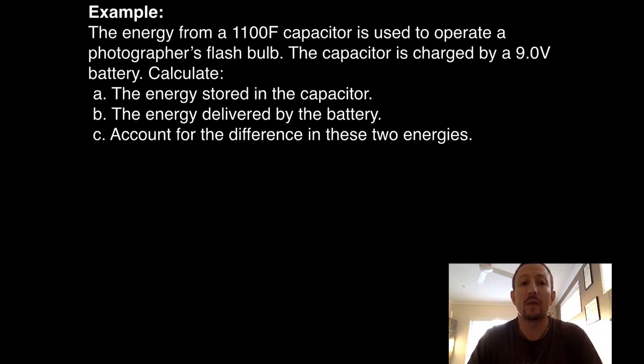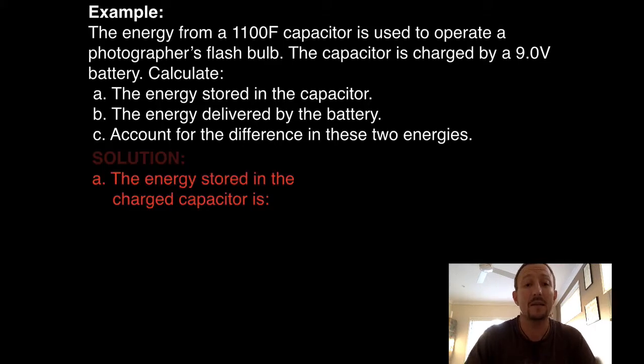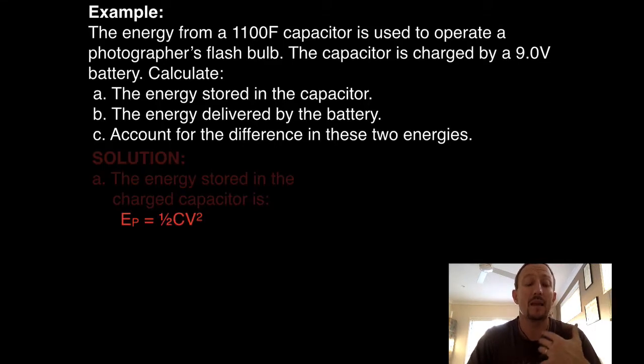We've got the energy from a 1100 farad capacitor used to operate a photographer's flash bulb. The capacitor is charged by a 9-volt battery, and we're going to calculate the energy stored in the capacitor, the energy delivered by the battery, and we're going to account for the difference in these two energies. Okay, so first off, we're going to look at the energy stored in the capacitor. Well, this is basically going to be the energy equals a half capacitance times V squared. So it's CV squared over 2, which was one of the formulae that we had in the previous slide.